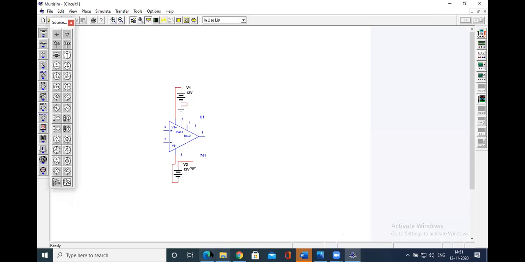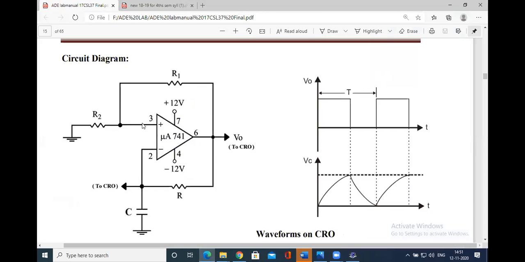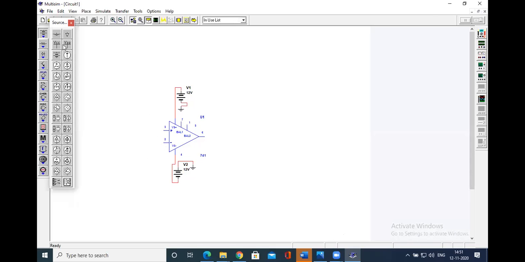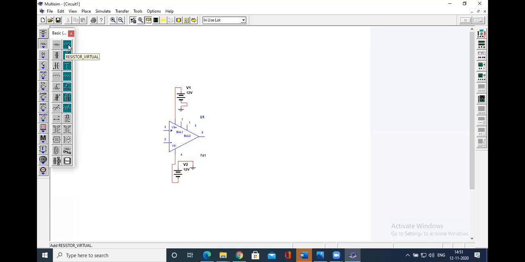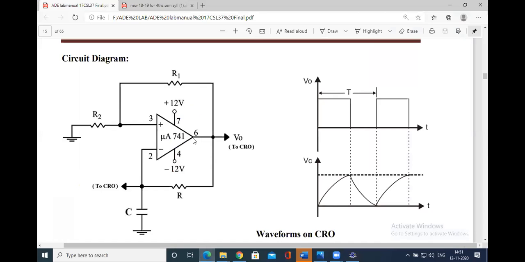Now what else do you need to do first? In between pin number 3 and 6, connect resistor R1, right? In between 3 and 6, take a resistor. Always we take the virtual resistors. We take a virtual resistor, click here, drop here. We need 3 resistors. Again I'll click, take one more resistor, drop here. I'll take one more resistor, drop here. So what is the resistor in between 3 and 6? 1 kilo ohm.